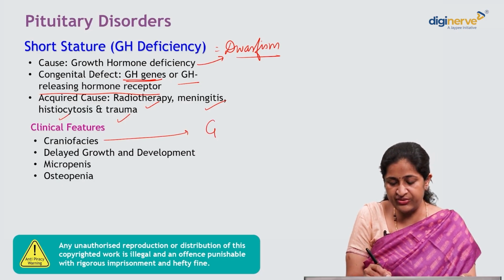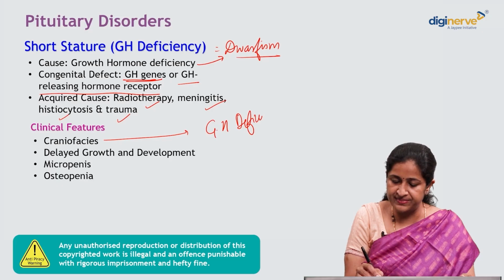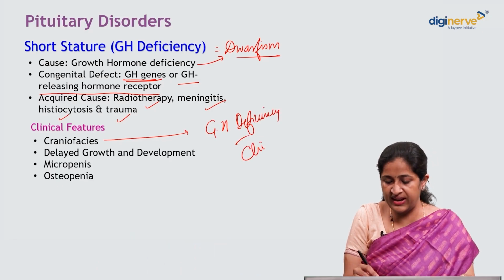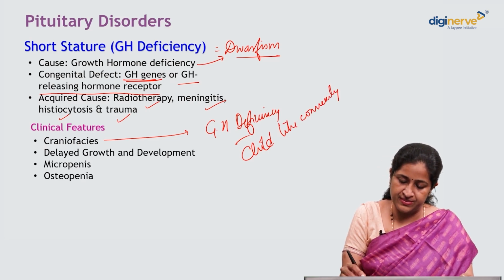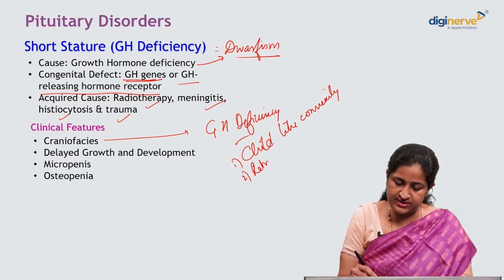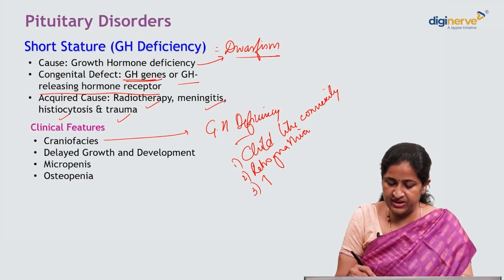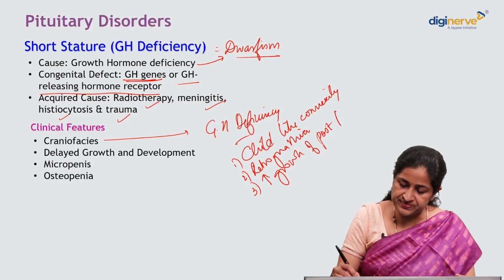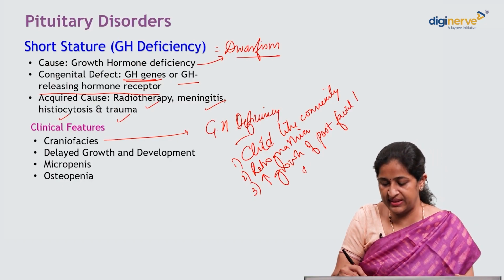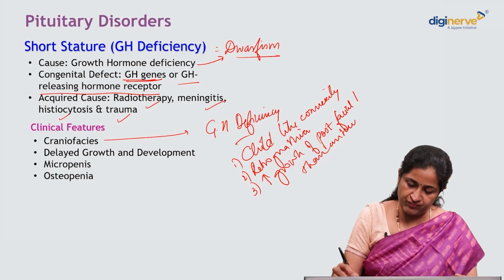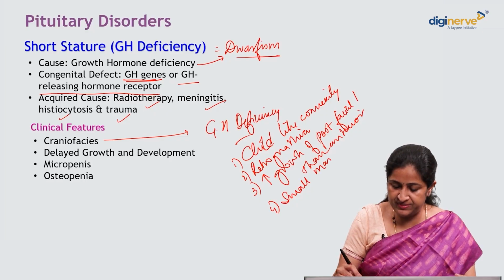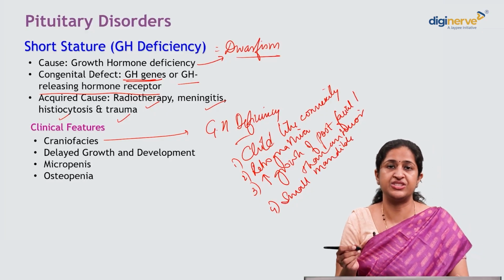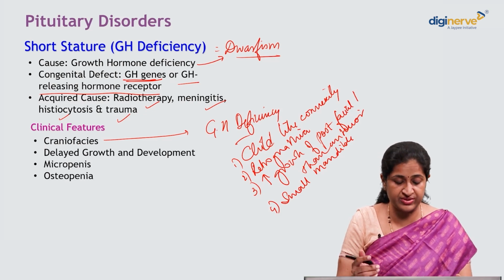Clinical features, the craniofacies of growth hormone deficiency are: you have a childlike convexity of face, retrognathia, and increased growth of posterior facial length than anterior. You also have a smaller mandible. These are the craniofacial features of dwarfism.